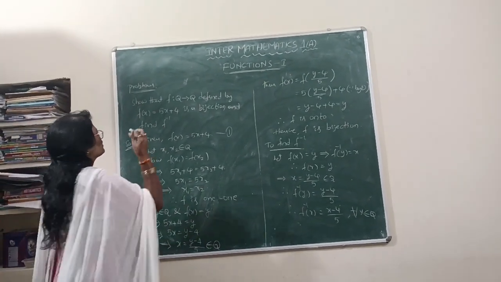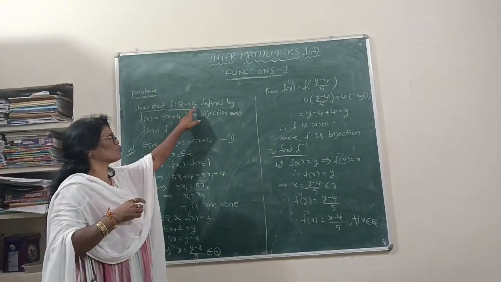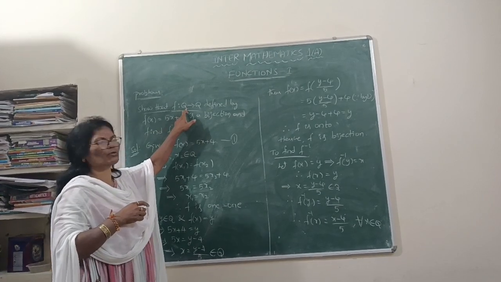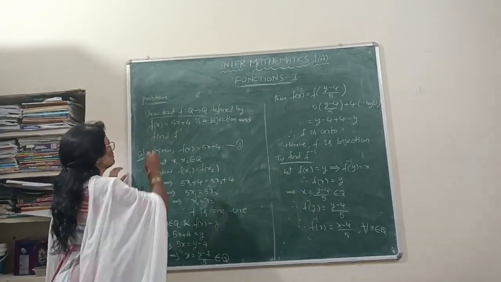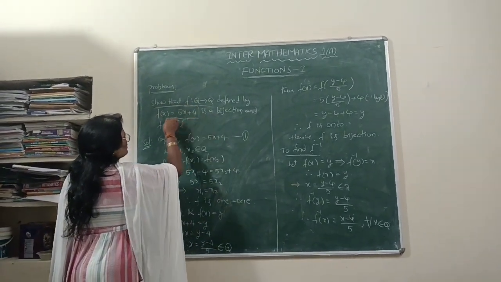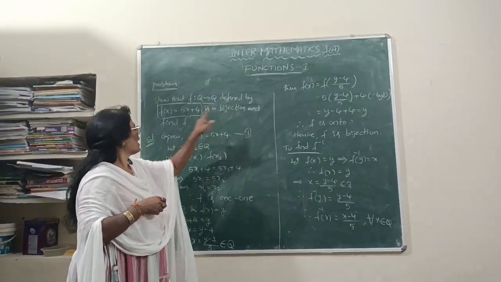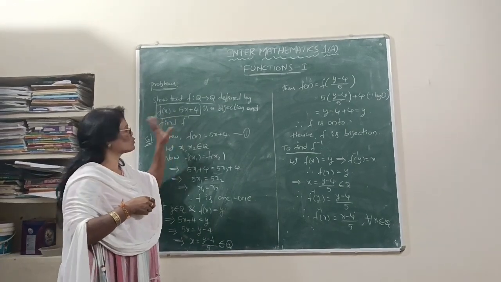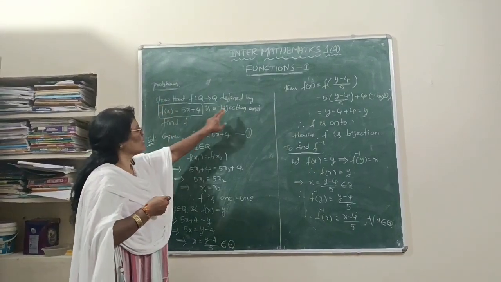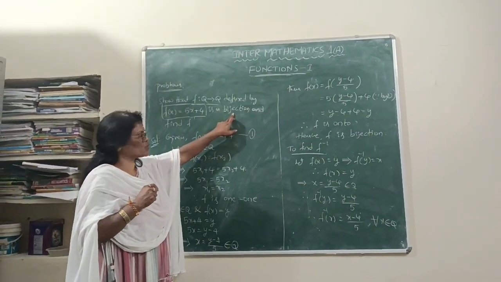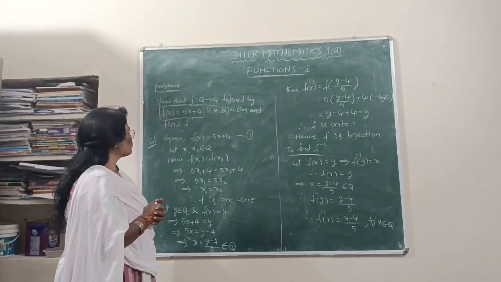Show that what is given here: the function f is a mapping from Q to Q, that means f is a mapping from Q to itself, defined by f of x equals 5x plus 4, is a bijection, and find f inverse. So in this we need to find two conditions. First, using this function, we need to show the given function is a bijective function, as well as find the inverse function. Now one by one we'll prove it.